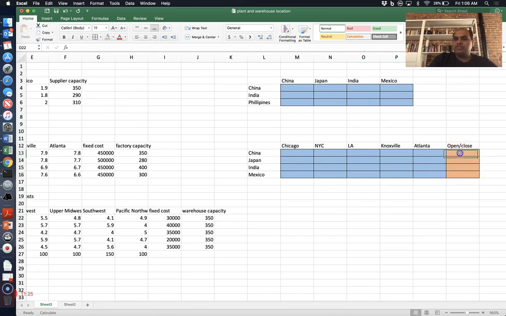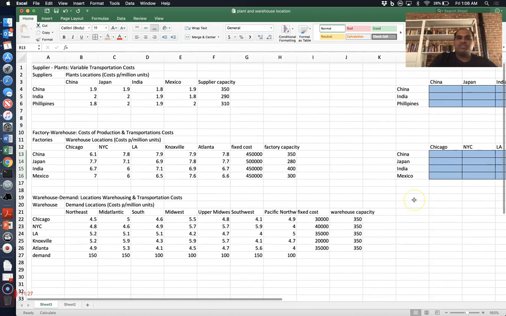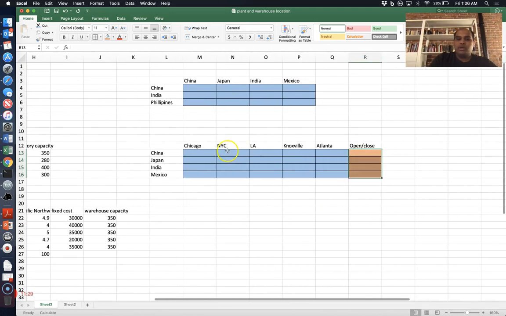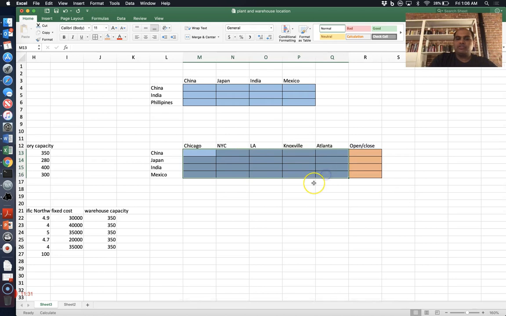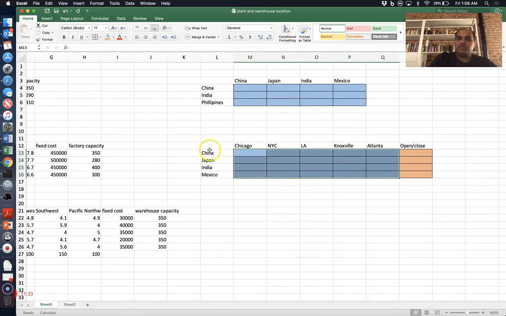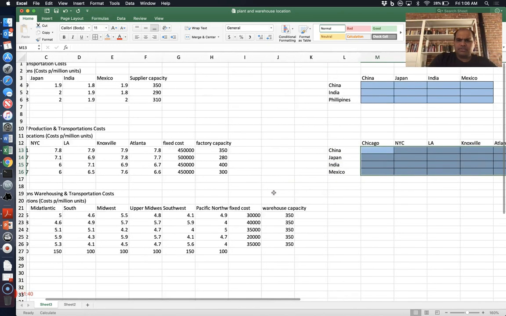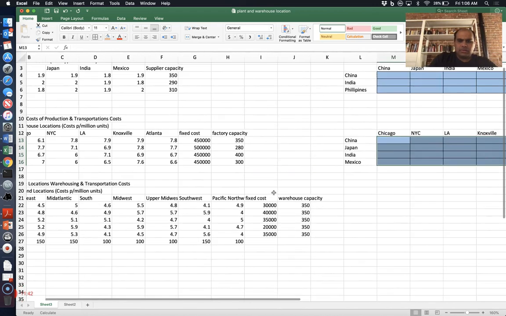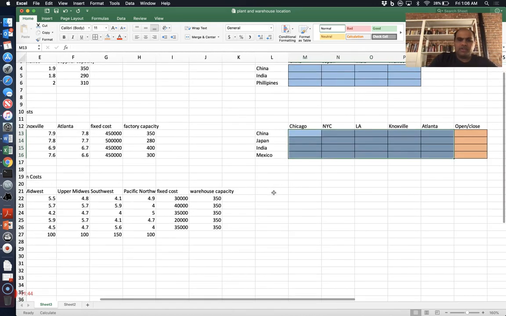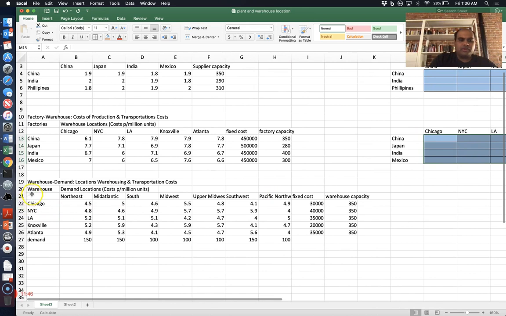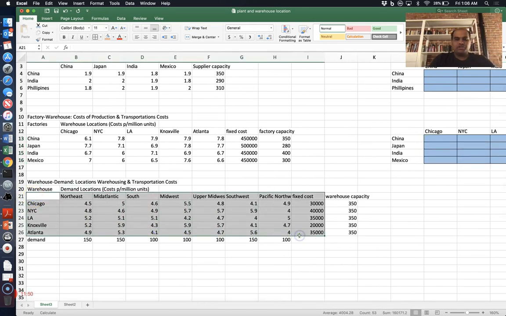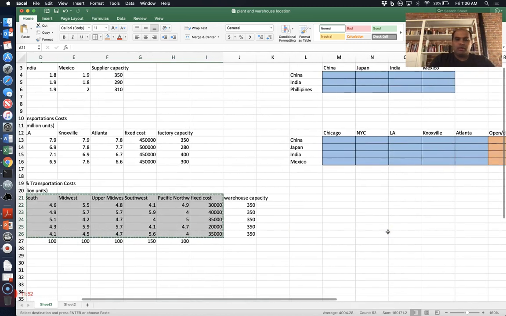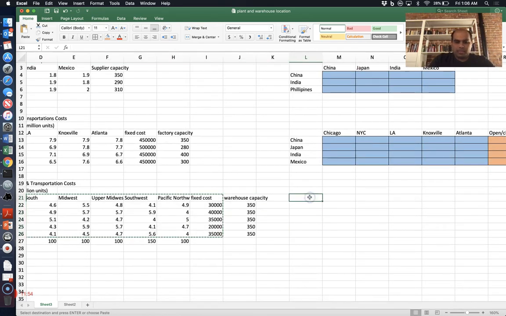So these Y variables are going to be 1, 0 variables, which tell us which plants are open. And these are the Xij variables, which tell us how materials are transported from the plants that are open to the, again, warehouses that are open. So let's write the final set of decision variables. Final set of decision variables are transportation from warehouse locations to demand locations.